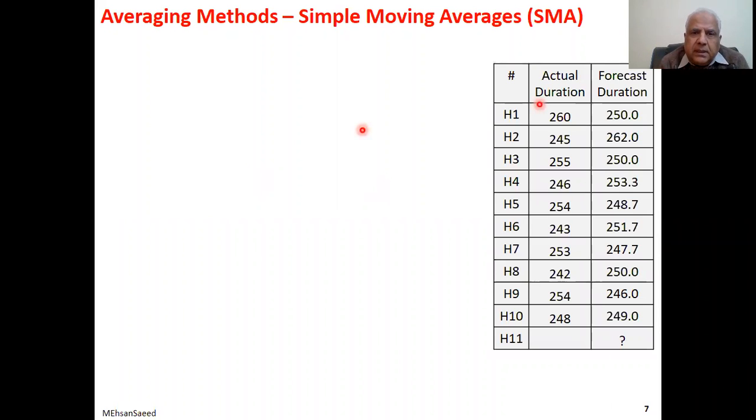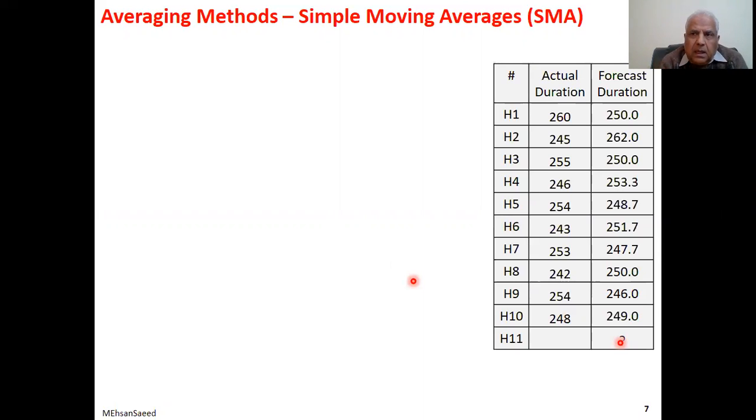Again, let me try to explain what the example is, as we did in the case of forecasting error. For house number 1, our forecast was 250. The actual duration turned out to be 260. For the next house, the actual turned out to be 245, and so on and so forth. We have completed 10 houses, and now we are to forecast house number 11.